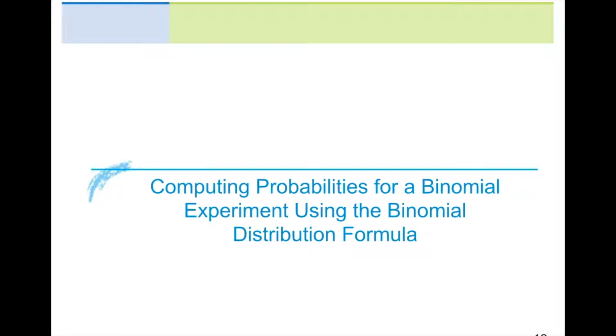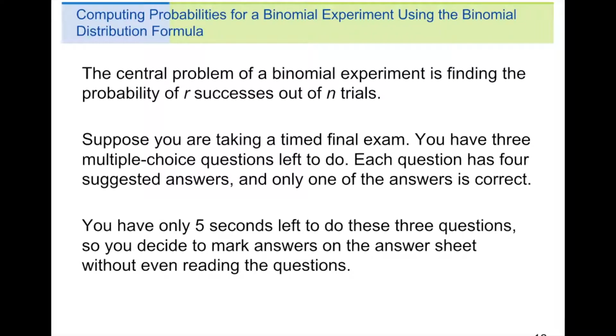Computing probabilities for a binomial experiment using the binomial distribution formula. The central problem of a binomial experiment is finding the probability of R successes out of n trials. Déjà vu. Suppose you are taking a timed final exam. You have 3 multiple choice questions left to do. Each question has 4 suggested answers, and only one of the answers is correct. You have only 5 seconds left to do these 3 questions, so you decide to mark answers on the answer sheet without even reading the questions.